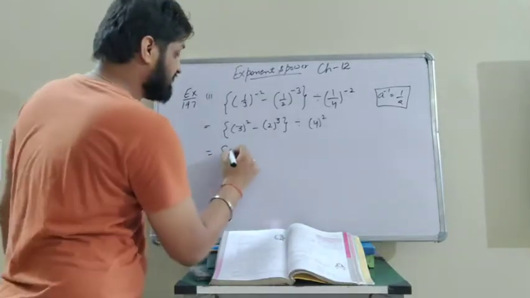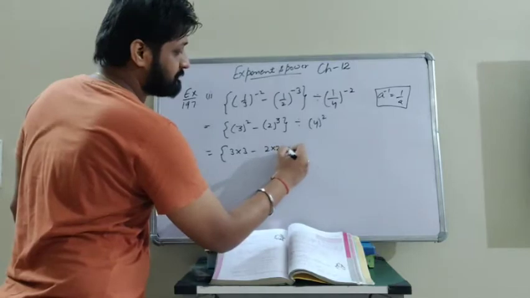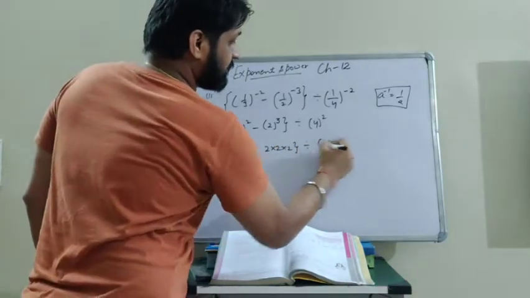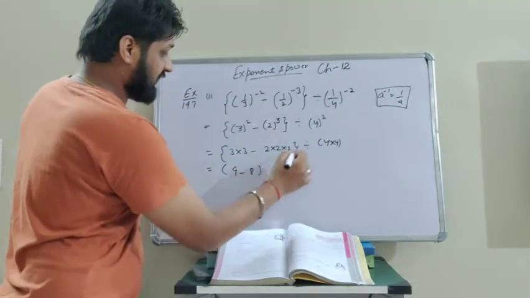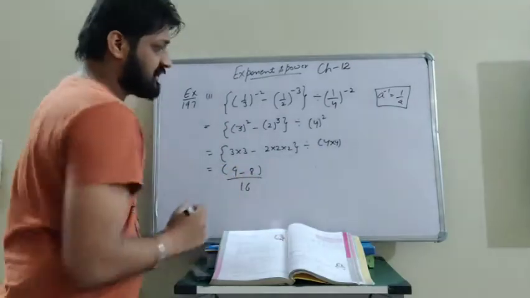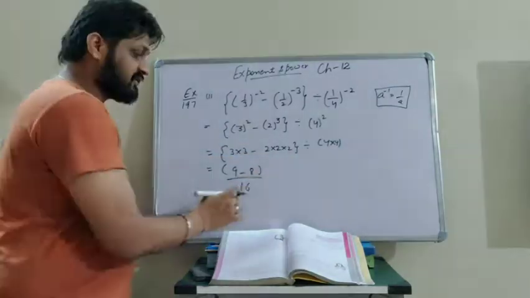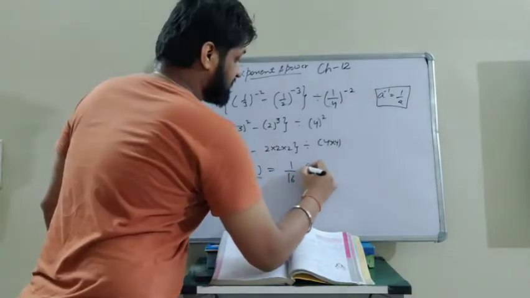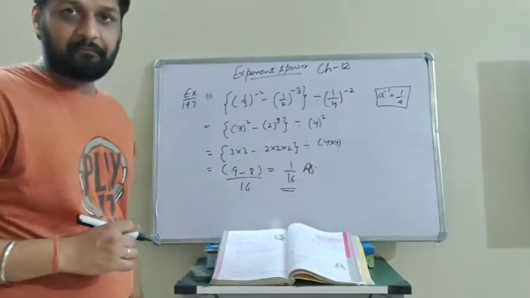Now how can we write 3 squared? 3 multiply 3, minus 2 into 2 into 2, divided by 4 multiply 4. So 9 minus 8, divided by 16, because 4 multiply 4 is 16. 9 minus 8 is 1, so 1 by 16 is the answer.